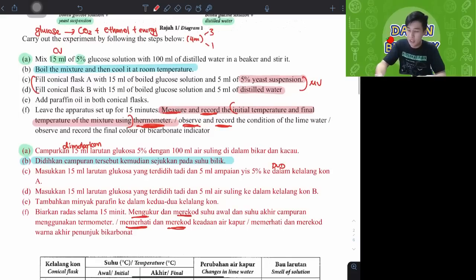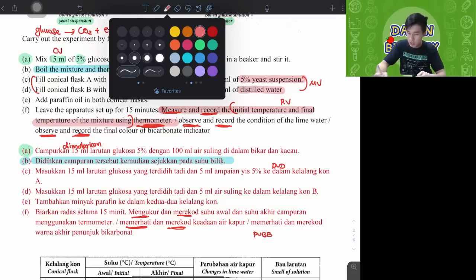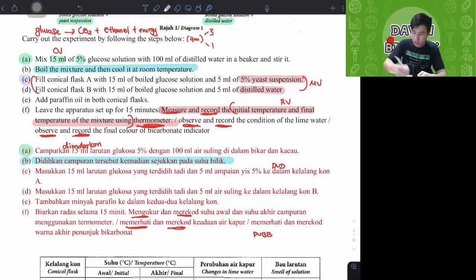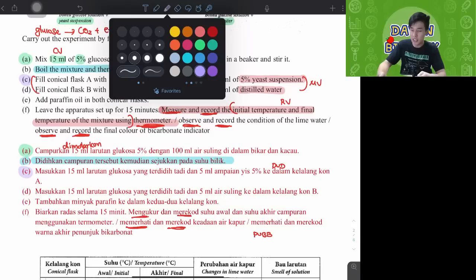And same with bicarbonate indicator. This one also uses eyes to see the color changes. So therefore, it's also observe and record final color of bicarbonate indicator. So your responding variable, bergerak balas, is always at the last point. Okay, let me just highlight all the points here. This is dimanipulasi, MV.